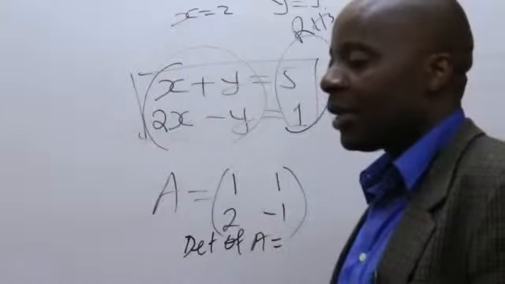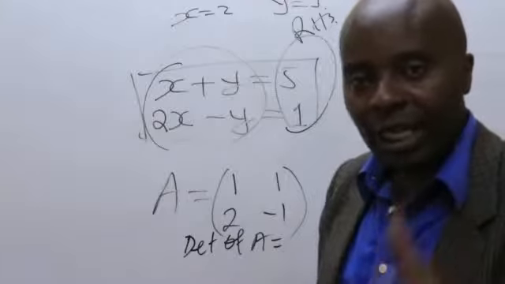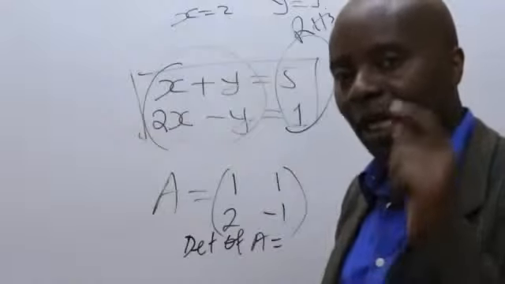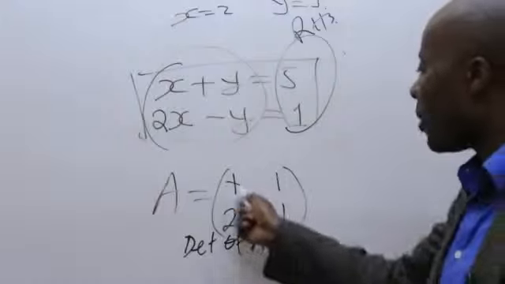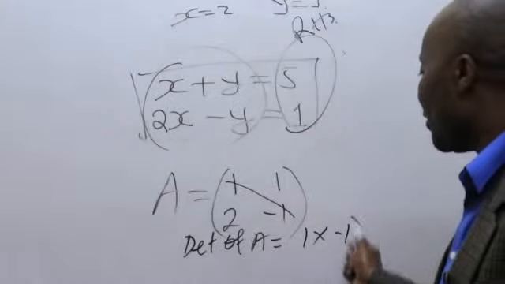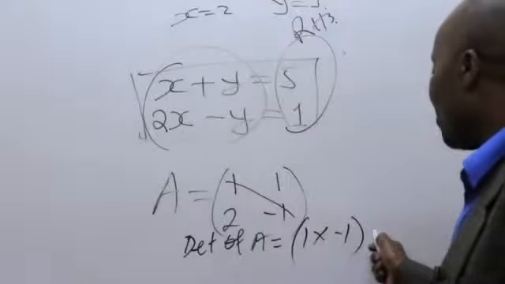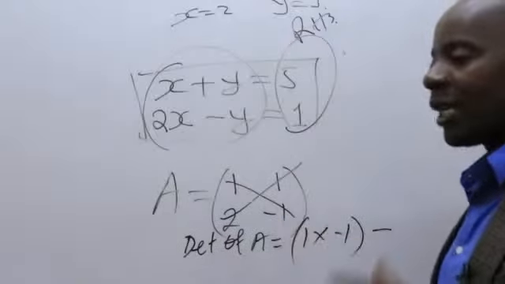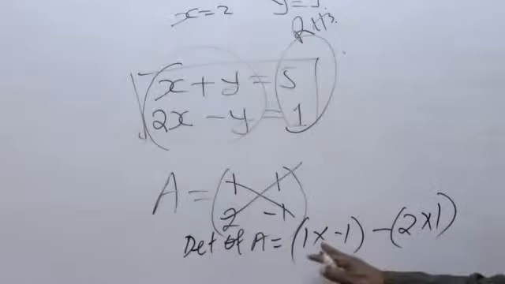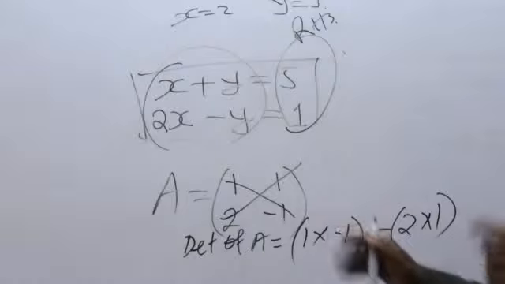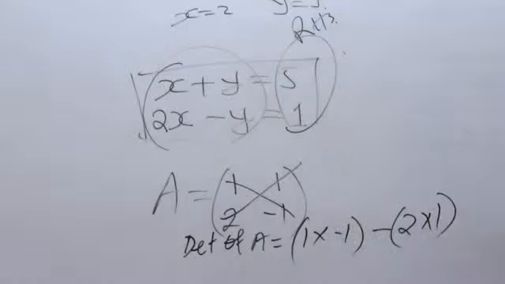How do we get the determinant of this matrix? It's very easy. To get the determinant here, I need to take the product of primary diagonal minus product of secondary diagonal. So product of primary, we have 1 times minus 1. Minus product of secondary. Product means you're multiplying. So 2 times 1. Please, you can avoid brackets here for the primaries, but secondary, you must always put brackets. So could you kindly give me this figure? What is our determinant?